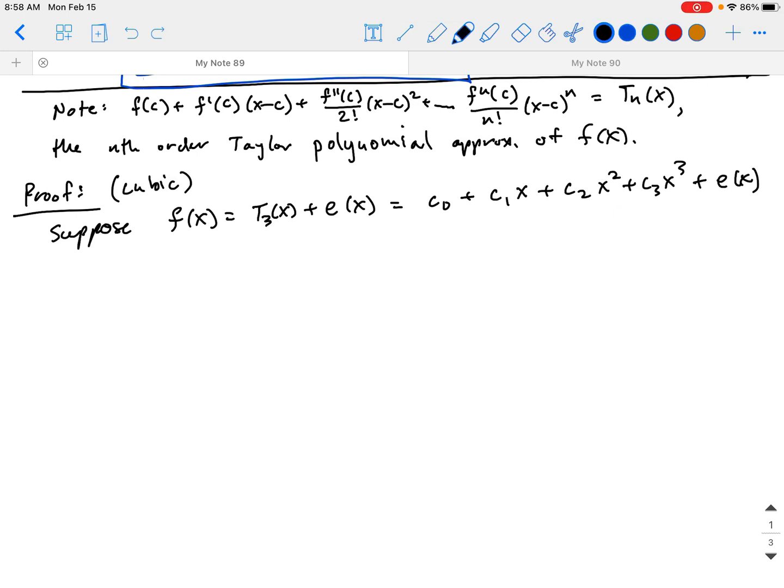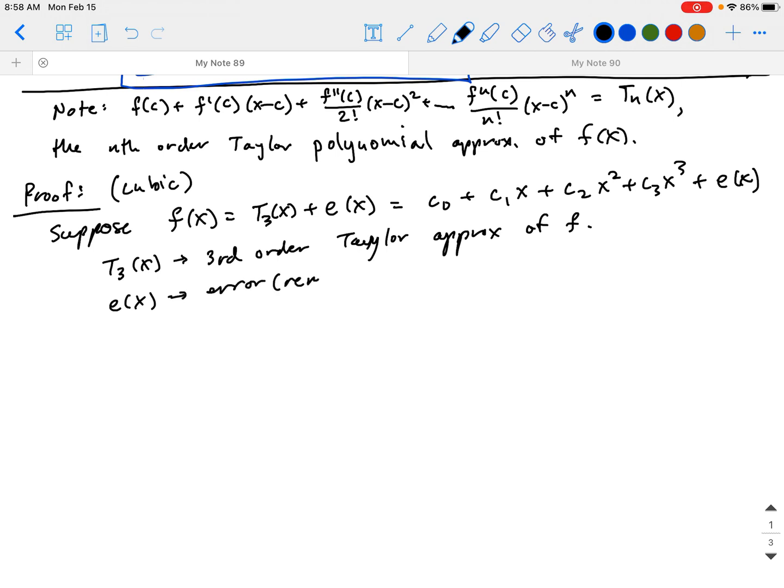All right, so now that we have that, we're going to just again make a note, T3 of x is the third order Taylor polynomial approximation of f. And then e of x is going to be our error or remainder term. So error and remainder are going to essentially be kind of equivalent.